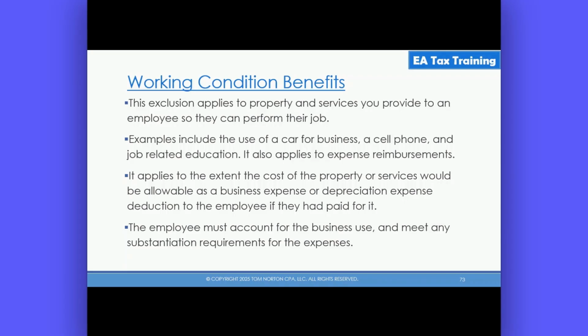It applies to the extent that the cost of the property or services would be allowable as a business expense to the employee if they had paid for it. But the employee, of course, must account for the business use and meet any substantiation requirements for the expense. So this is just the overall rule that allows all of these expenses, all of these fringe benefits that the employee is getting, to be deductible.